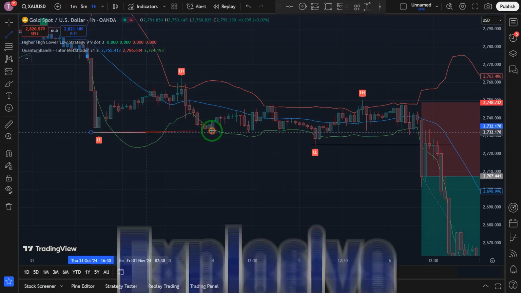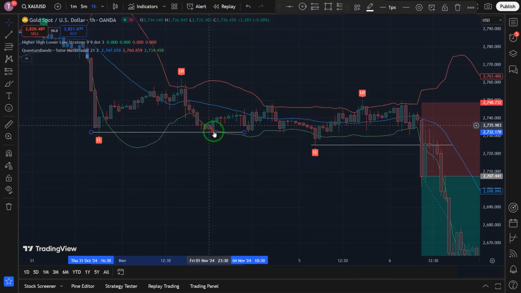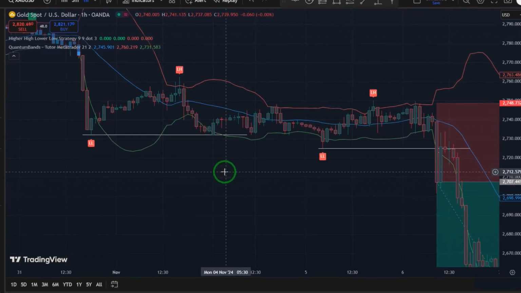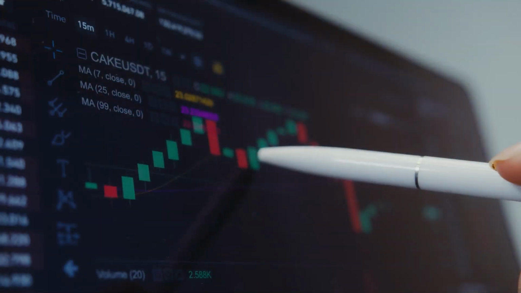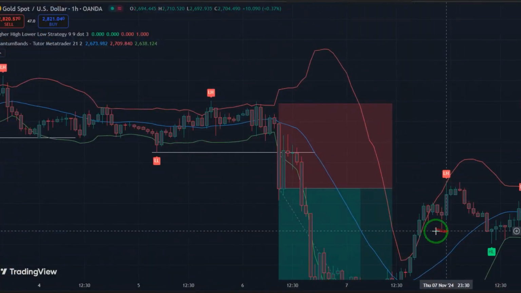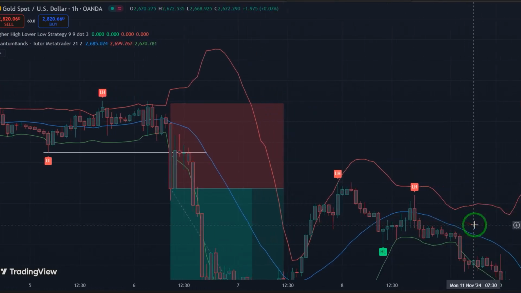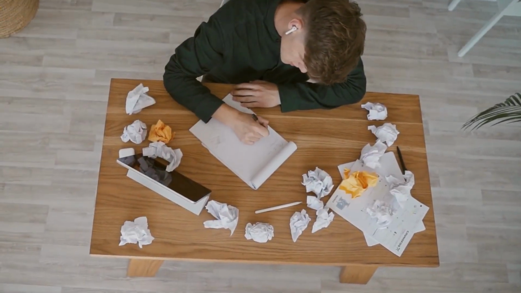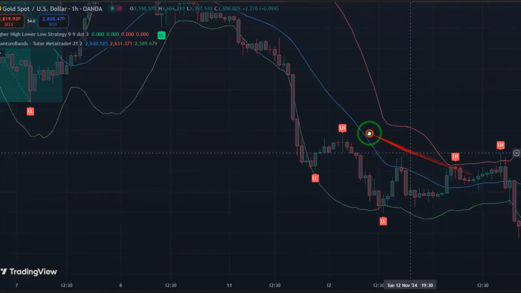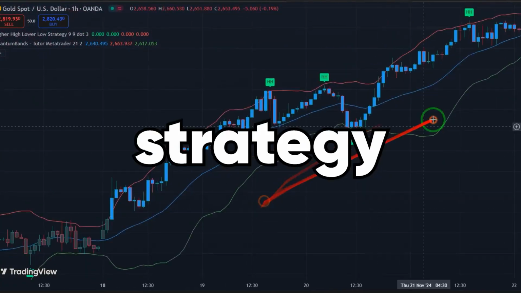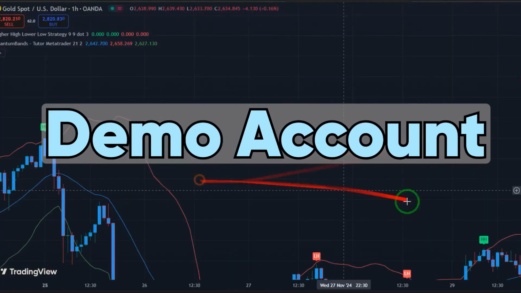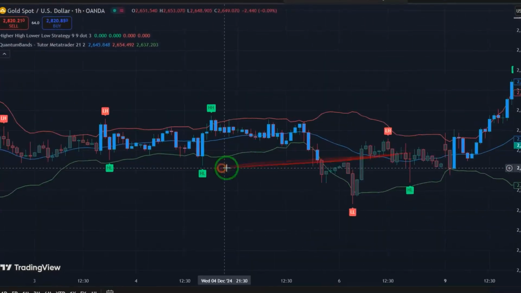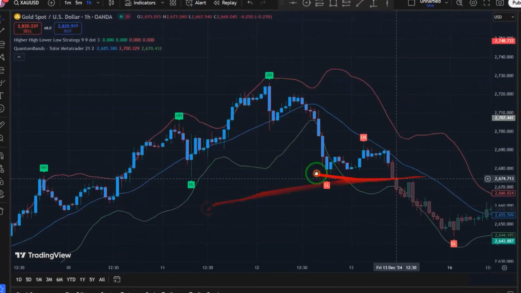Remember, the breakout must be explosive. If it's weak or hesitant, skip the trade. This strategy isn't just theory, it's tested, refined, and ready for you to use. But here's the deal. No strategy will make you profitable unless you put in the time to master it. So, do yourself a favor, backtest this strategy, practice it on a demo account, and watch how it transforms your trading. Once you see the results for yourself, you'll never want to trade any other way again.